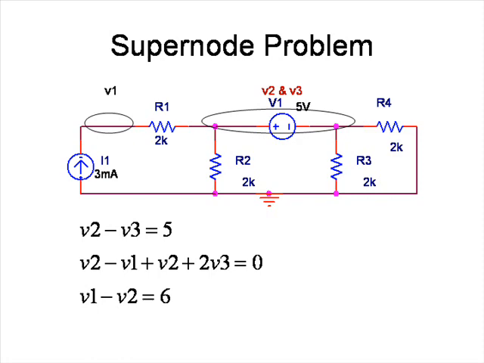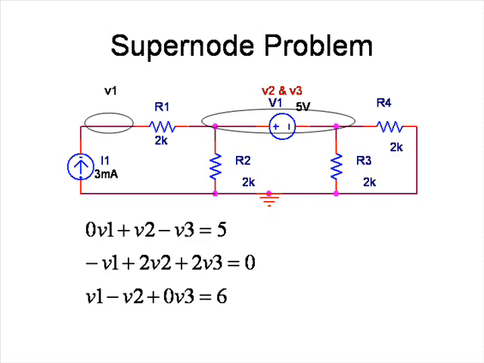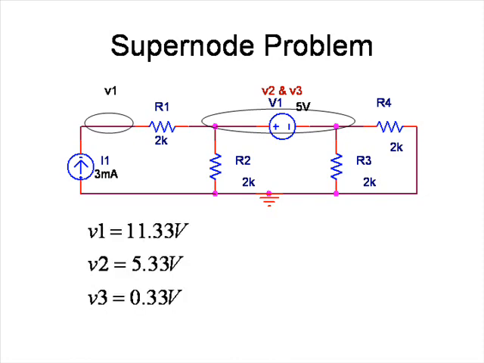Alright, so we can finally combine terms like so and format it the way that we need it for Cramer's rule. And once we're done with Cramer's rule, we come out with V1 equals 11.33 volts, V2 equals 5.33 volts, and V3 equals 0.33 volts. Supernode problems are good for multiple node problems that involve lots of voltage sources and really crazy designs. I like using it myself. You can only use it though on voltage sources that are not connected to ground.